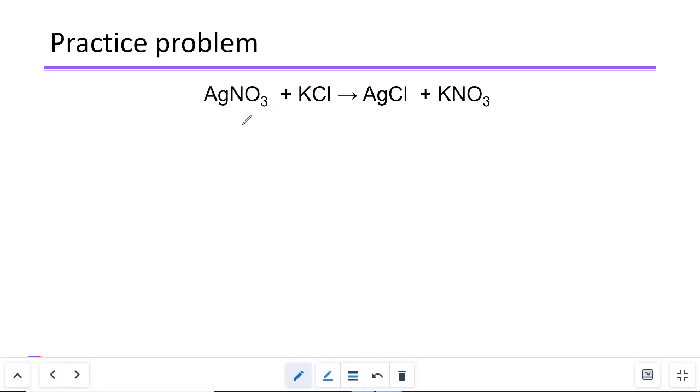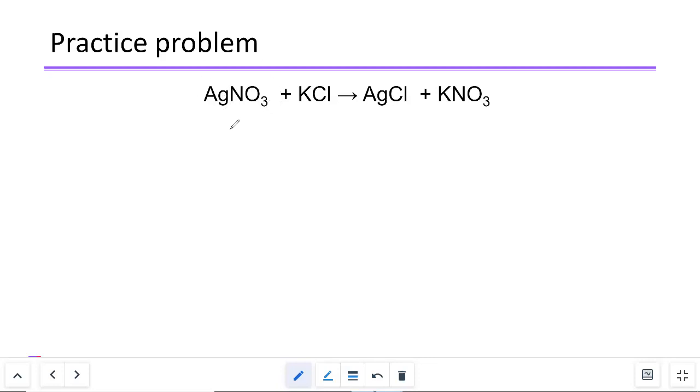So here's our first practice problem. I've got silver nitrate reacting with potassium chloride to make silver chloride and potassium nitrate. First things first, I need to make sure that this equation is balanced, and I can see just from general inspection that it is. I've got one of each kind of ion. No subscripts, no coefficients, everything's 1:1:1:1. So that part's taken care of. Now we need to classify.